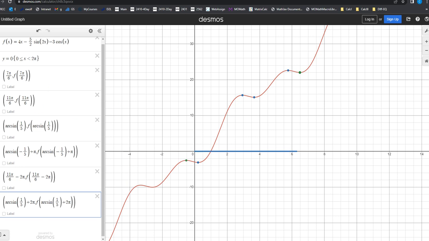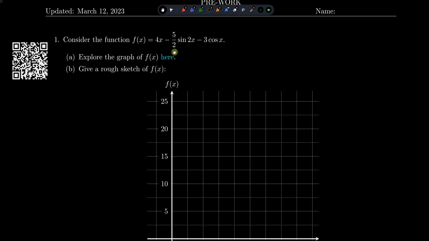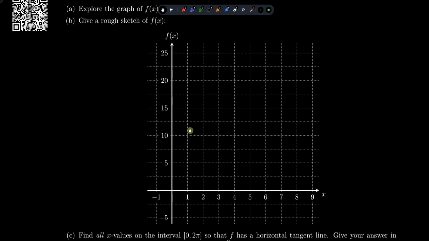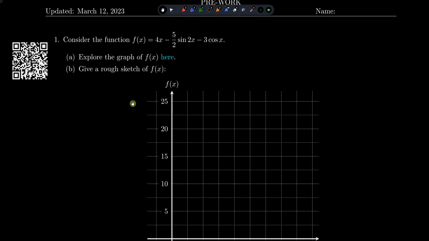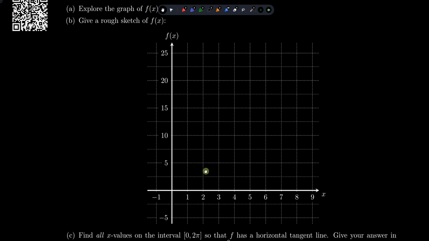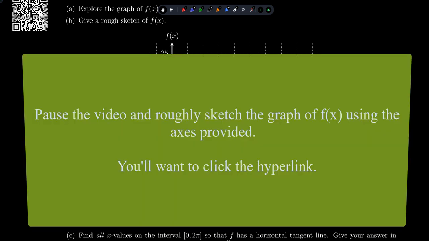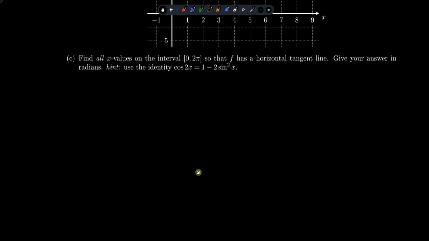So returning to our paper, what I would like you to do is pause the video and do a rough sketch of the graph that we just saw. You'll have to click the hyperlink and try your best. The sketch doesn't have to be perfect, but then I want you to label the locations where it appears that f has horizontal tangent lines, and we're going to go find those x coordinates in just a minute. So pause the video and sketch this graph. So now that you've done that, let's go ahead and take a look here.